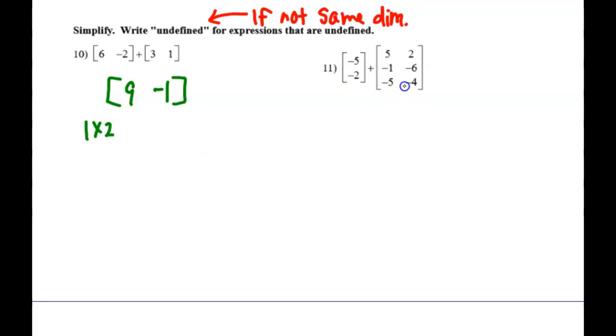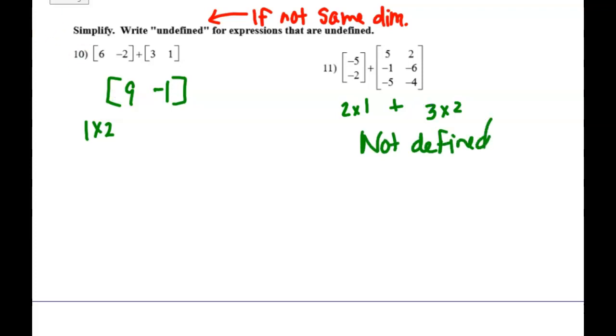Okay, what about this guy? Can't do, right? This would be a 2 by 1 trying to add to a 3 by 2, and it would be not defined or undefined, not the same size, whatever you want to write. Any questions on that?